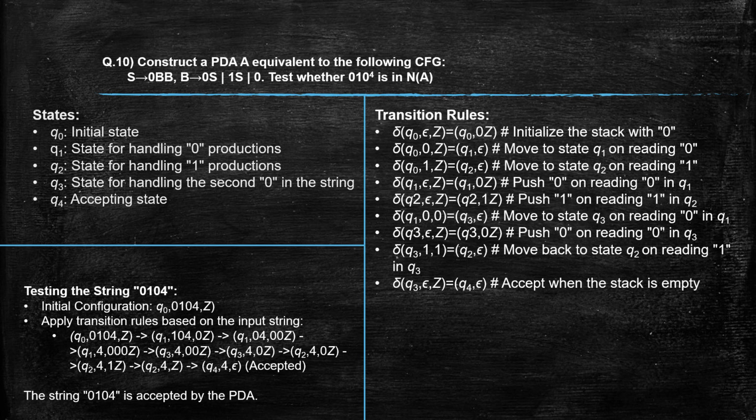States: Q0 is the initial state, Q1 is the state for handling the 0 production, Q2 is the state for handling the 1 production, and Q3 is the state for handling the second 0 in the string. Q4 is the accepting state. These are the transition rules. And in the last, testing the string 0104. The initial configuration is Q0, 0104, Z. By applying transition rules based on the input string, the string 0104 is accepted by the pushdown automata.